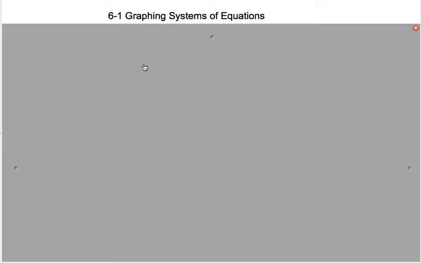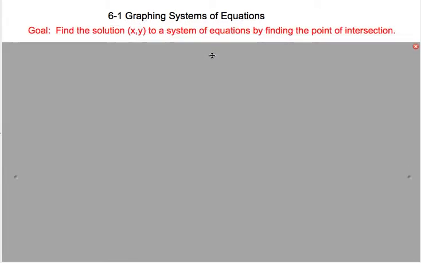For this video, I'm going to give you step-by-step instructions for graphing a system of equations. This is from section 6.1. So the goal of this section is to find the solution in an XY form to a system of equations by finding the point of intersection. So remember, a system of equations is more than one.